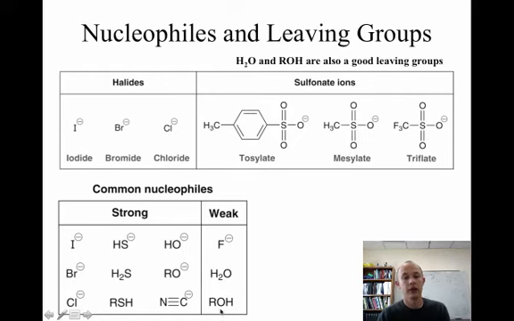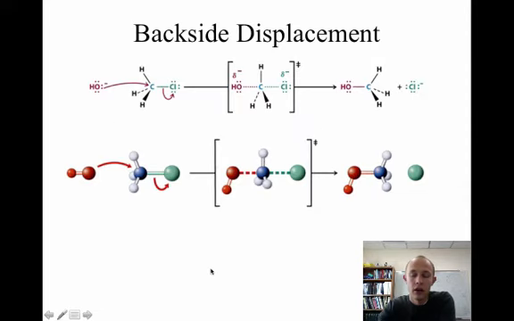Water and alcohols can also be weak nucleophiles. Fluoride is a weak nucleophile. So these are the kinds of nucleophiles and leaving groups that we'll see in substitution reactions. So we're going to substitute one of these bonds to a leaving group for one of these bonds to a nucleophile, as we'll see. So how does the SN2 reaction work?